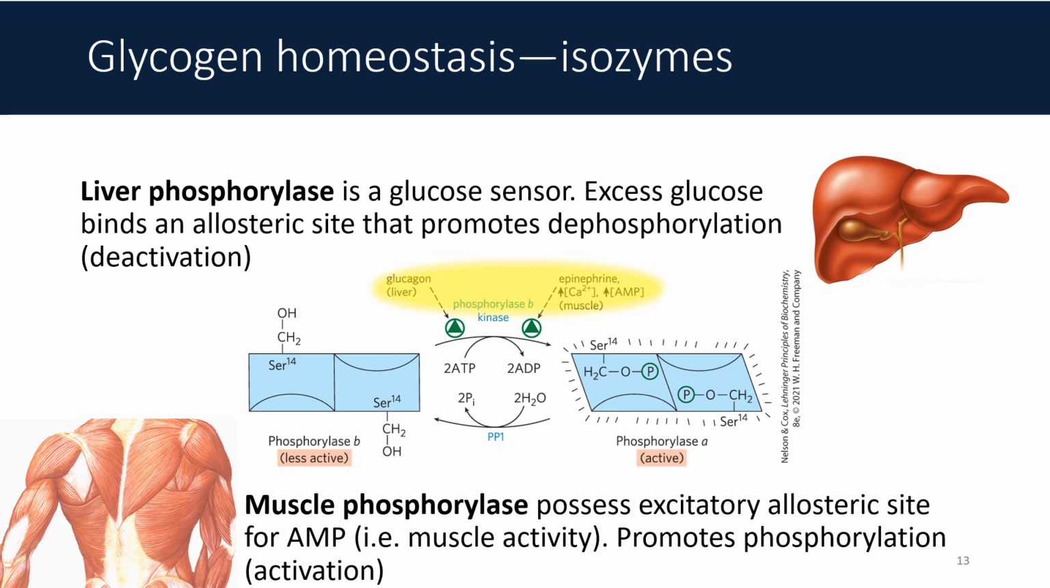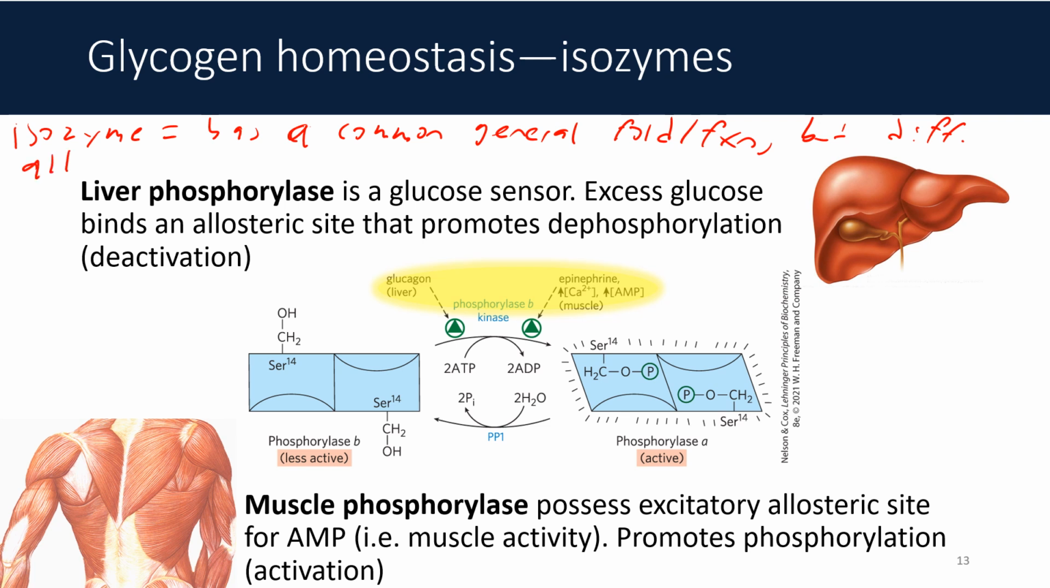And this is why I wanted to circle back to this graphic so I could highlight some subtle key distinctions here. Glycogen phosphorylase exists in both muscle and liver tissues, but it exists as different forms called isozymes. Now, what is an isozyme? It's going to be an enzyme that has a common general fold and function, but different allosteric sites, which implies they're going to be regulated by different effectors.